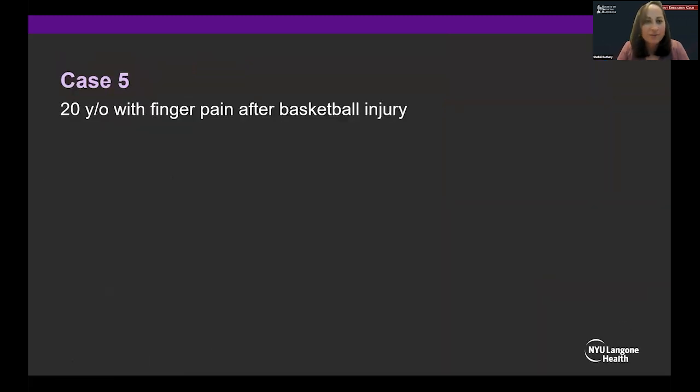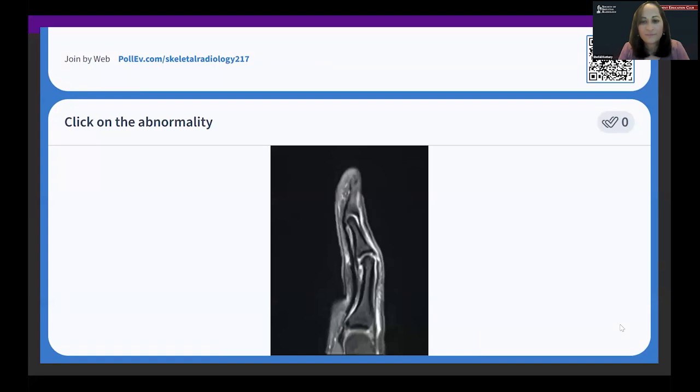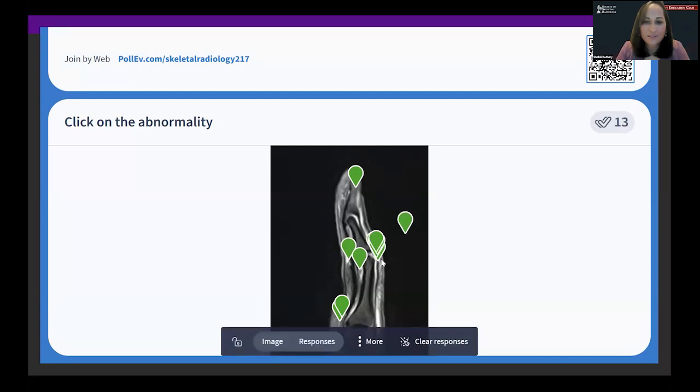Okay, great. So let's move on to our next case, a 20-year-old with finger pain after a basketball injury. So click on the abnormality. Okay, great. So we have a few arrows in different places, but a lot of the arrows are here at the dorsal aspect of the proximal phalanx.